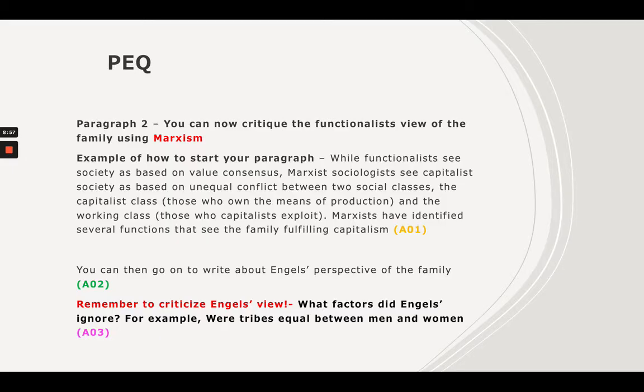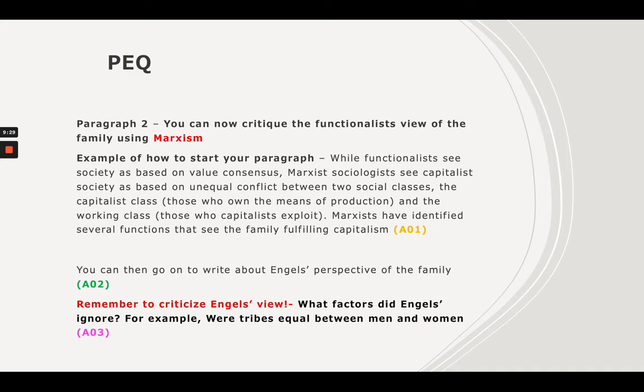In your second paragraph, you can critique the functionalist view of the family. Now here is where you would use Marxism. So I've given you an example of how you could start your paragraph, and this could be your AO1. So this is where you're demonstrating good knowledge and understanding of the theory. Then you can go on to write about Engels' perspective of the family. And again, this will be your AO2, where you're applying it to the question.